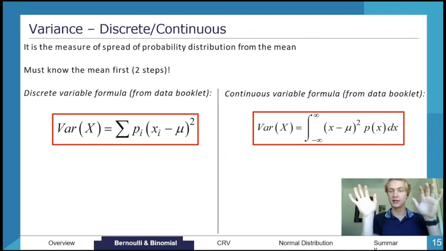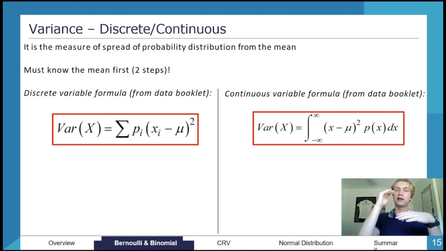Similarly, for continuous variables, remembering anything like height, anything where it's a measurement, and that measurement has lots and lots of little distinctions, what are we going to do? We are going to do this x minus the mean, but this time we're talking about it in terms of an integral. Once again, this formula is in your data booklet. I haven't gone through an in-depth example here, but one thing to note again, you have to know the mean first to work out the variance.